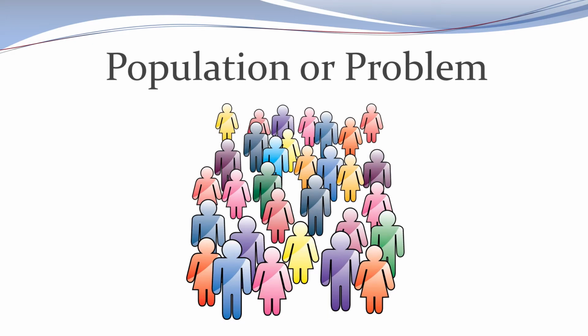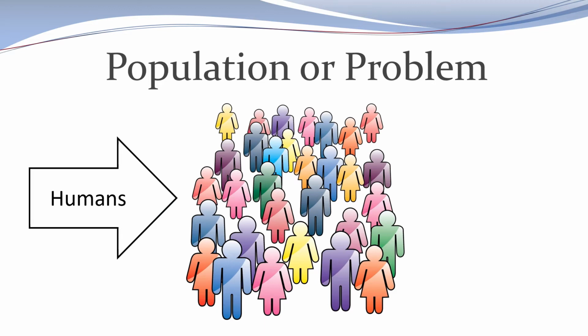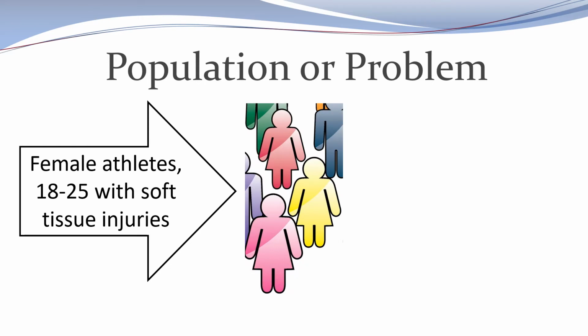P stands for population or problem. Who are the people under investigation, or what is the condition or presenting problem we are interested in? This can be very general, humans, or very specific, trained female athletes between the ages of 18 and 25 with soft tissue injuries.